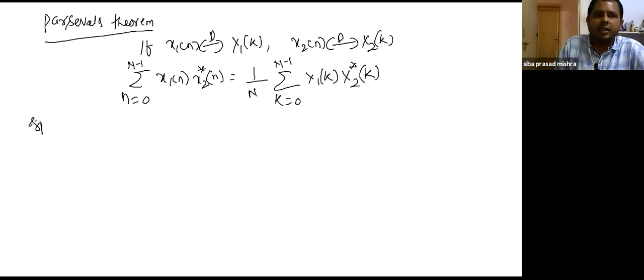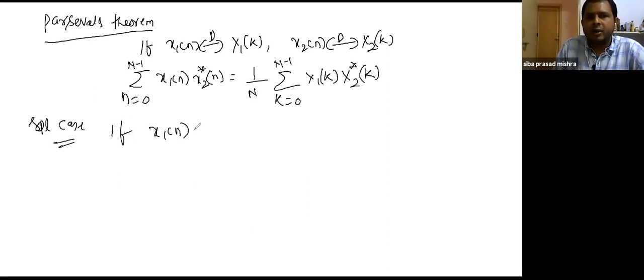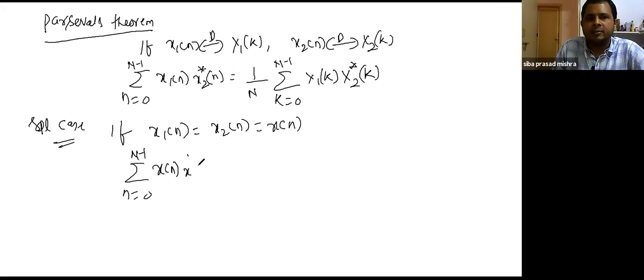And what is the special case? The special case is if x1[n] equals x2[n] equals x[n]. Then Parseval's theorem is summation of n from 0 to N minus 1, now both are the same, x[n] multiplied by x conjugate [n] equals 1 by N summation of k from 0 to N minus 1.